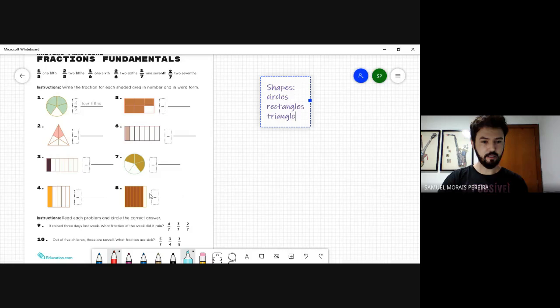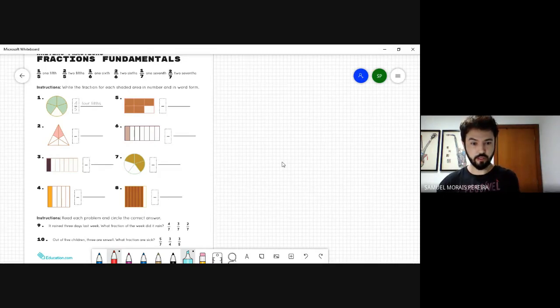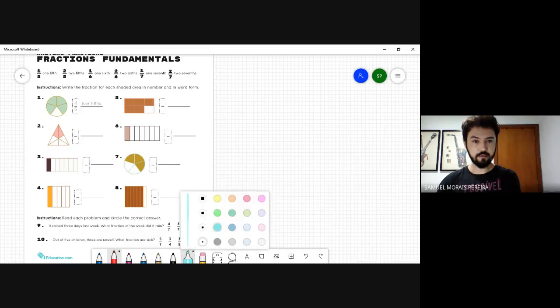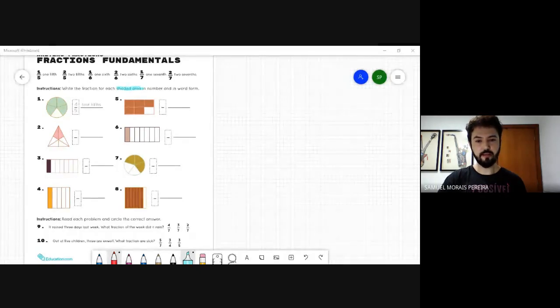And as you can see here, they have been divided into smaller parts, okay? And some parts are shaded. Can you see this word here? Just pay attention to the instruction, and in the instruction you can see the word shaded, the expression shaded area. Shaded here means that that area has been colored, okay?